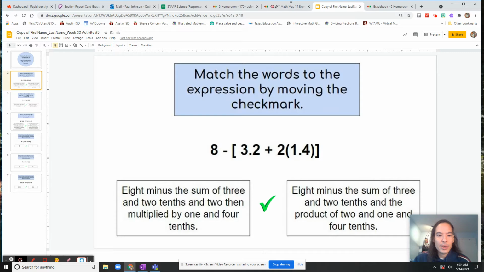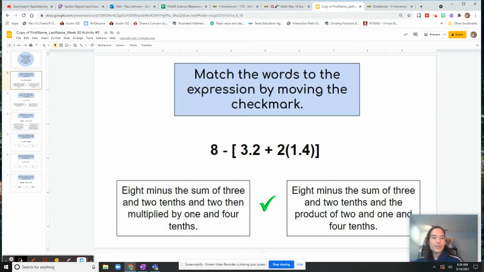Okay, so let's take a look at this one first. Which one of these makes the most sense? 8 minus the sum of 3 and 2/10, and then multiplied by 1 and 4/10. That sounds a little confusing right now, so let's read both of them and see which one makes more sense. 8 minus the sum of 3 and 2/10 and the product of 2 and 1 and 4/10.